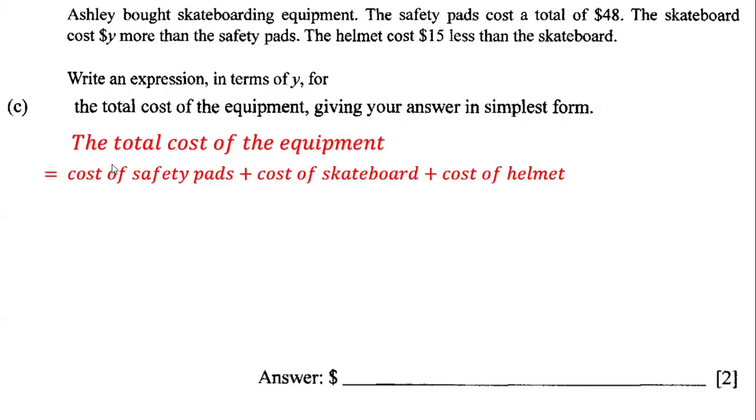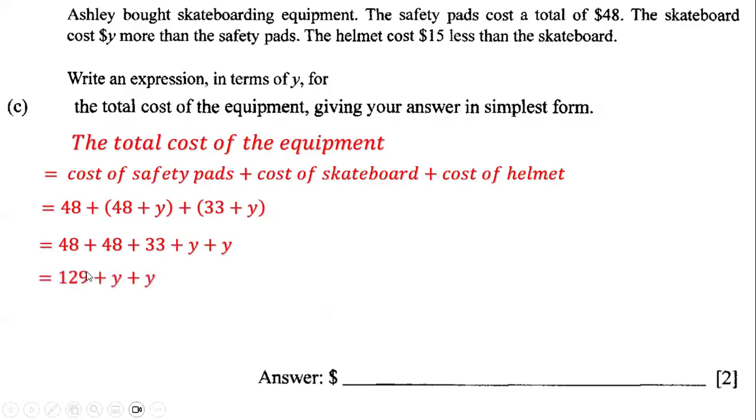Okay. So the cost of the safety pads, the cost of the skateboard, and the cost of the helmet. The safety pads is 48. The skateboard is 48 plus y, and the helmet is 33 plus y. So if we combine all of them together, we have to add all of our numbers. So our numbers are 48, 48, 33, and 2y. So it's 129 plus 2y. And that's the answer. All right. So that's how you go about doing that.